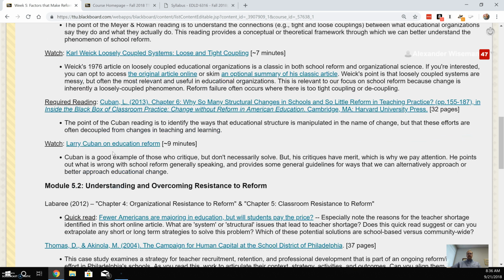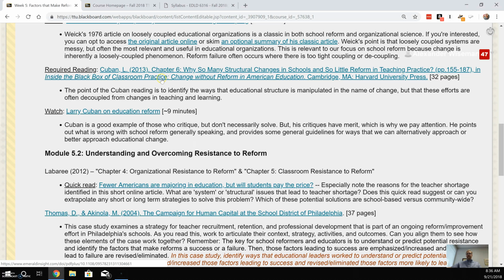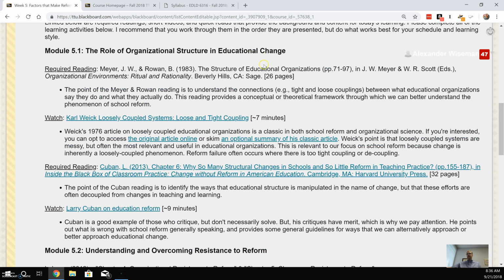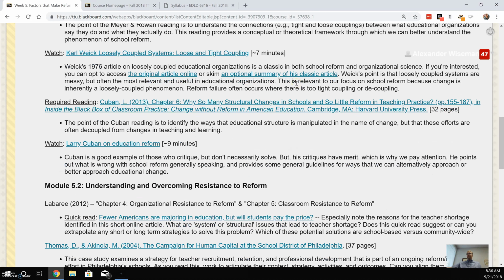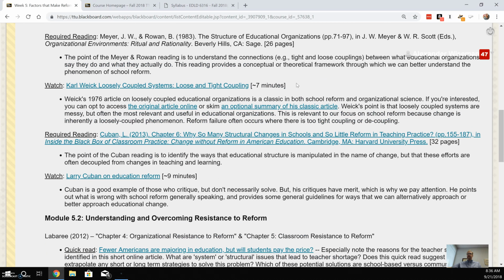Okay. The next required reading in this module I want you to look at is Cuban's Chapter 6 from this book, Inside the Black Box of Classroom Practice. This one is linked for you because it's available on the internet, so you can find it easily. This is a good chapter because I think the point of reading it is to identify the ways that educational structure is manipulated in the name of change, but that these efforts are often decoupled from changes in teaching and learning. So it's just another way of thinking about the tight versus loose versus decoupling that goes on within the structure of educational organizations, and how what they say they do and what they actually do is often unlinked.